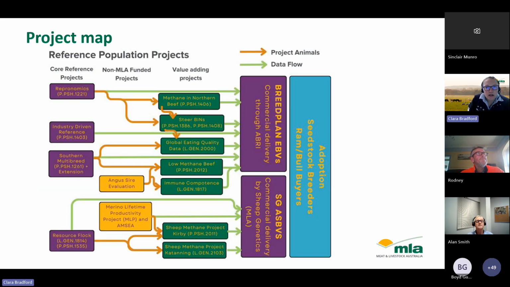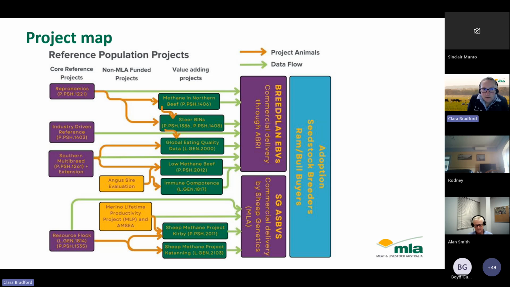I guess just to reiterate that a little bit further, this is a project map that we did, which basically demonstrates the purple projects are the core projects that we've operated. And then those animals have been used for numerous additional projects, such as recording methane, eating quality, immune competence on both beef and sheep, north and south, and have also connected to these other industry populations that have been recorded, such as the Merino Lifetime Productivity and Angus Sire Benchmarking Project.